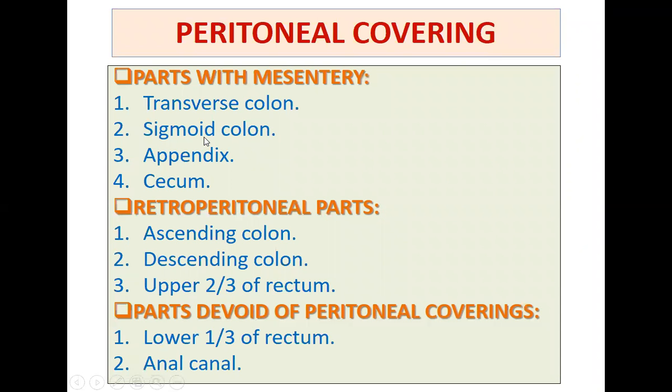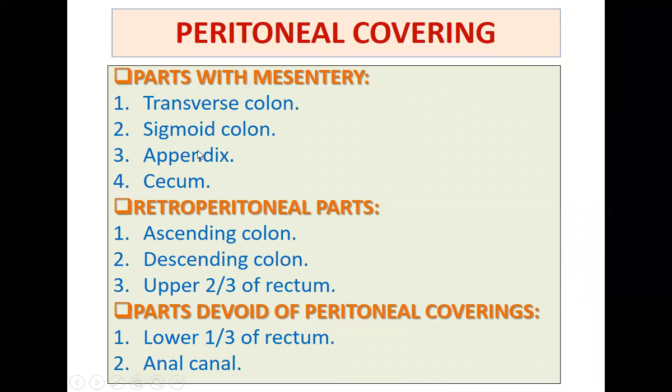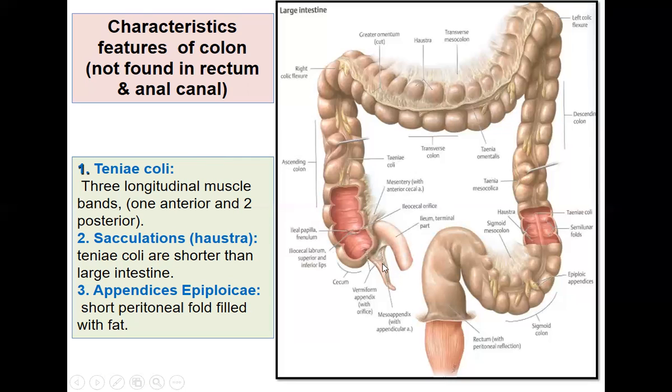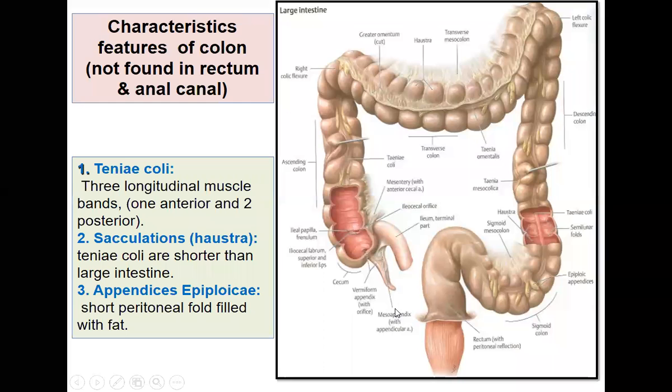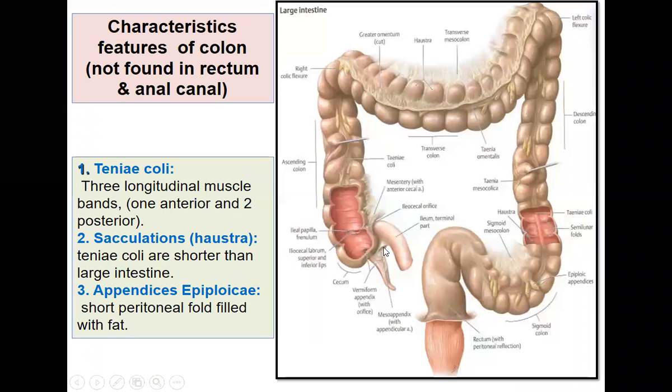Then the sigmoid colon. This is the sigmoid colon. It has a mesentery called the sigmoid mesocolon. Then the appendix. Here is the appendix. It also has a fold of peritoneum, called the mesoappendix. Then the cecum. The cecum is also partly covered by a fold of the peritoneum. This is again a mesentery for the cecum, or the cecal mesocolon, whatever you call it. It doesn't have a specific name as such.